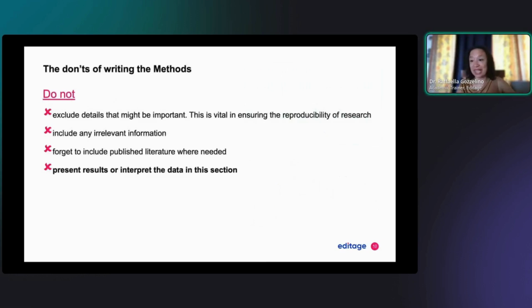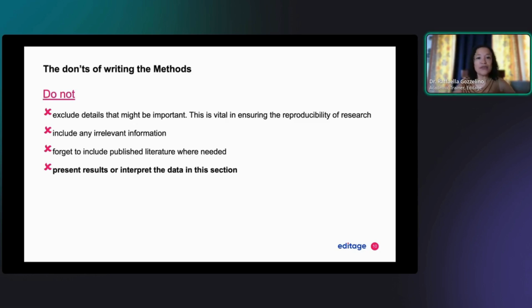But there is something that is not advisable for you to do while writing this section. Exclude some details, for instance, because what might not be important to you might be very important to someone else. And this is how scientists keep ensuring the reproducibility of the research. Including irrelevant information is also not right, because if it's already irrelevant to you, then it's not adding value, and therefore you don't do that.